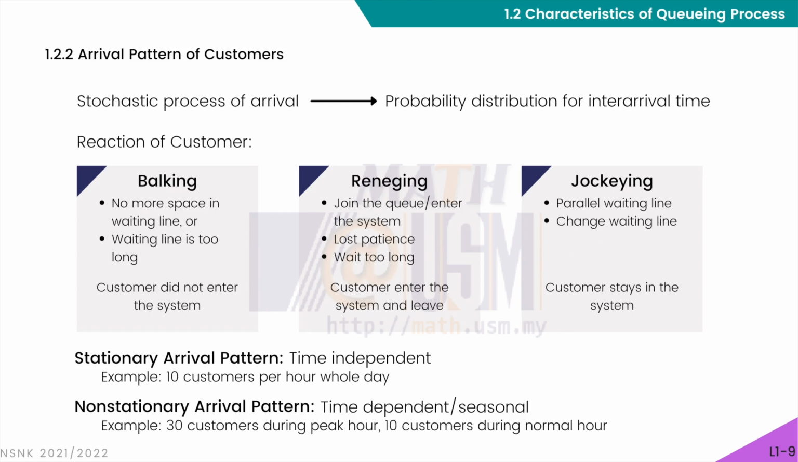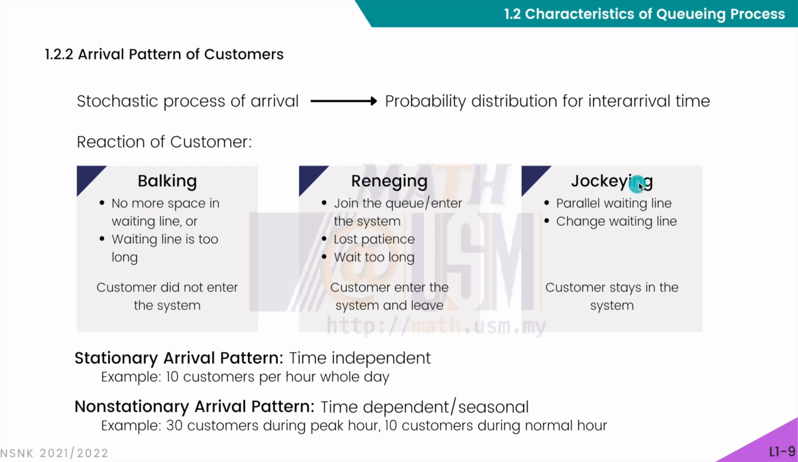So the third reaction of the customer is called jockeying. This situation will happen if you have parallel waiting lines, where the customer will jump from one line to another. So the customer stays in the system. For example, at the supermarket checkout counter, the customer already entered line number 1 at checkout counter number 1, and then suddenly sees checkout counter number 3 is moving faster, so the customer jockeys to another line. Okay, so this is what we call jockeying.